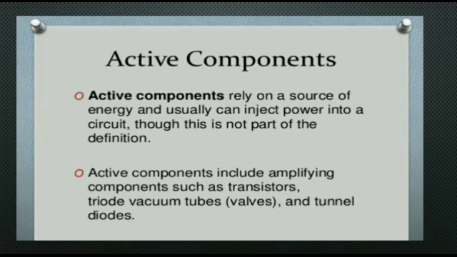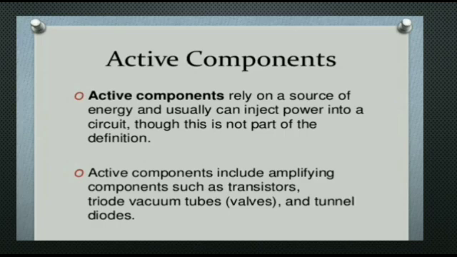See the second point. Active components include amplifying components such as transistors and triode vacuum tubes, that is valves, we call them valves, and tunnel diodes. So the active components involve amplifying components, that is for amplification purposes, right? In the 10th lesson we study amplitude modulation, amplification, amplifiers we use. Amplifying is nothing but a process, right?